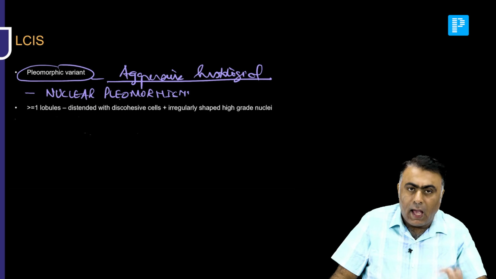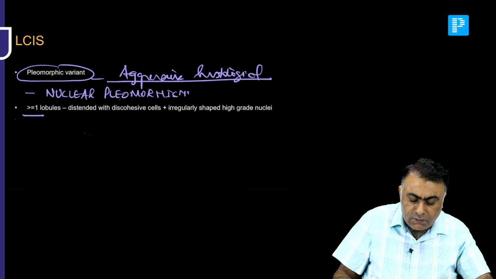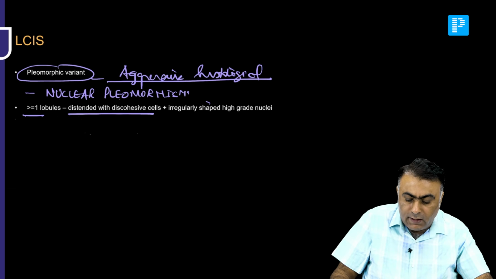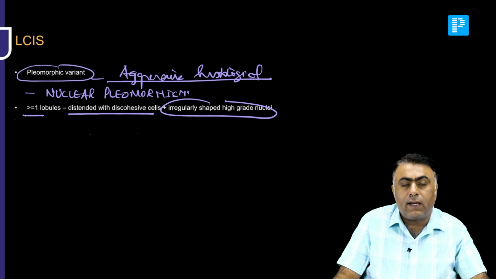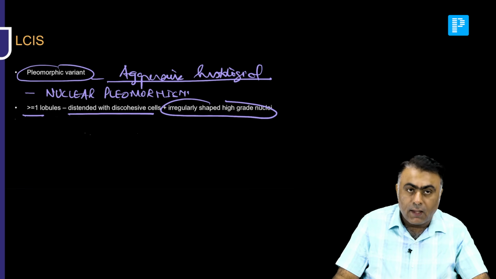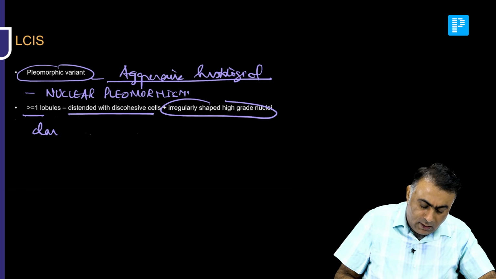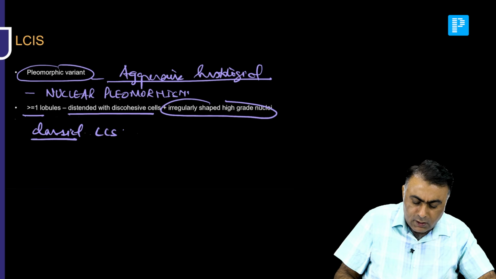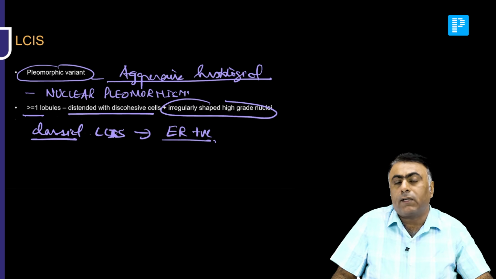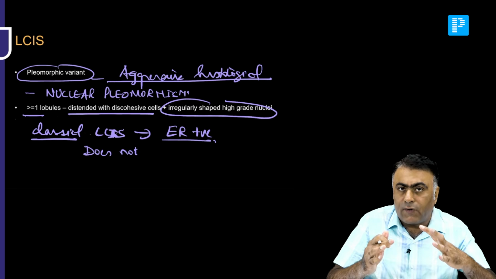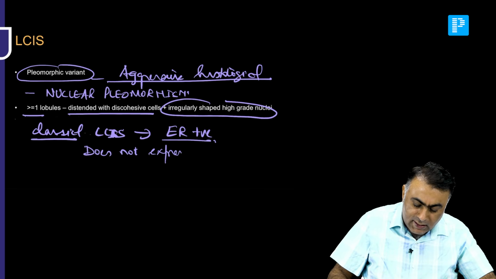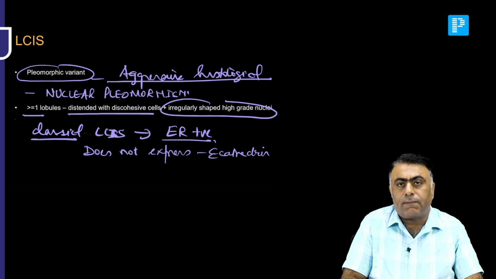Histologically, one or more lobules will be distended with these discohesive cells, and there will be irregularly shaped high-grade nuclei. The pleomorphic variant, like the classical lobular carcinoma in situ, is usually estrogen receptor positive. And like the classical variety, and as I told you this is a classical feature for all lobular varieties, it does not express E-cadherin. So it is ER positive but does not express E-cadherin.